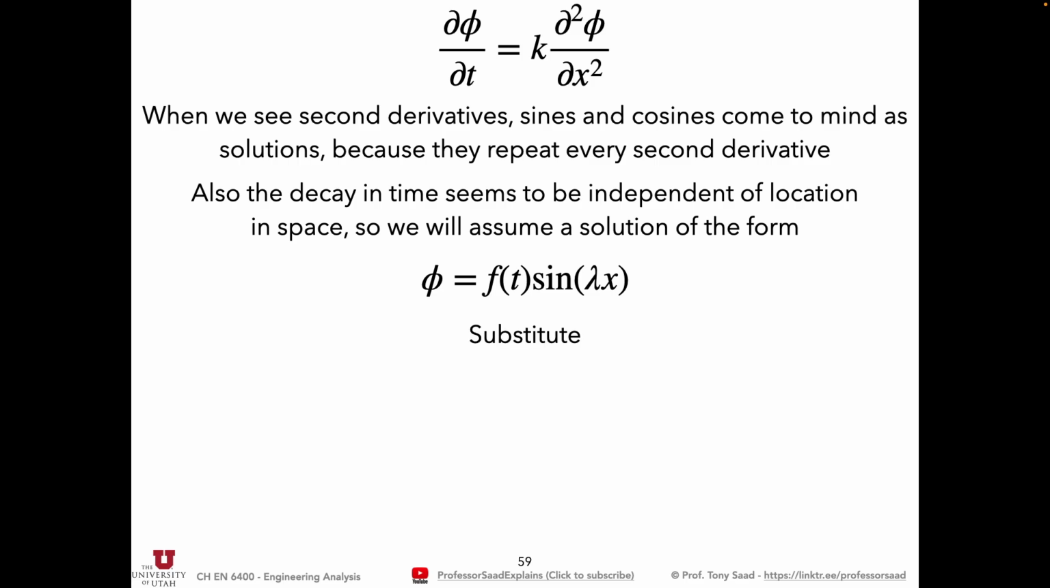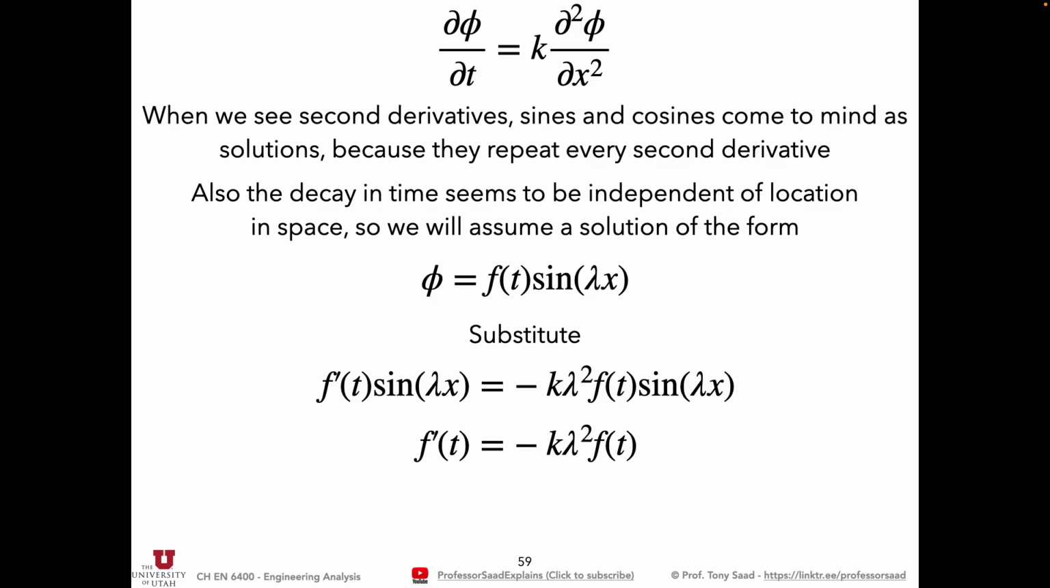Then what happens if I substitute this over there? What I will get is f prime, so d phi by dt is f prime times sine lambda x. And on the right-hand side, I get minus k lambda squared, because I differentiated this twice. First derivative is cosine, second derivative is minus sine. So I get a negative sine times f of t, sine lambda x. Look at that, the sine returned. So what's going to happen now? It's going to cancel out, right? And indeed, then I obtain an ODE for my function in time.